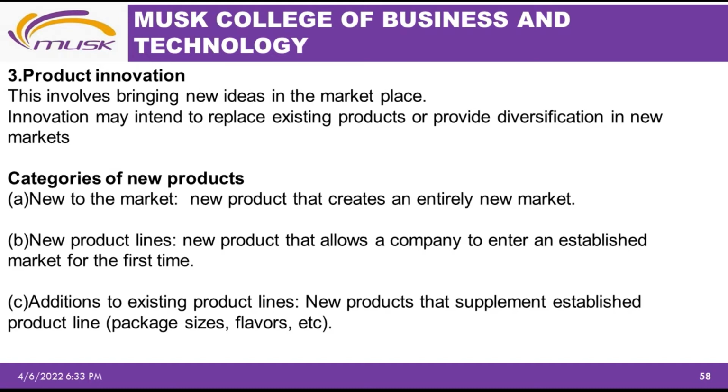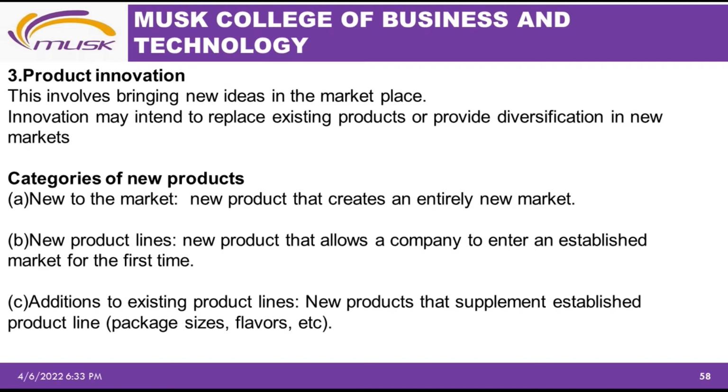Now, categories of new products. What is it that we call new products? The first one, new to the market. New products that create an entirely new market. So the first one is a completely new product. It's completely new in the market. Number B, new product lines. New product lines that allow a company to enter an established market for the first time. So we can go to an established market, then we launch a particular product.